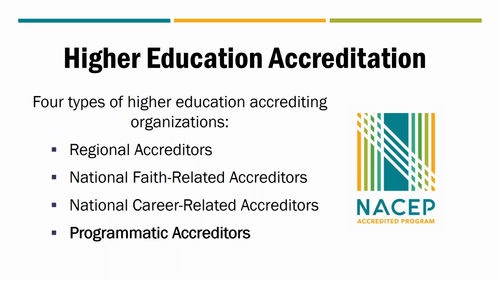There are the national career related accreditors. They accredit mainly for-profit and career-based single-purpose institutions, both degree and non-degree. And then there are programmatic accreditors. They accredit specific programs, professions, and freestanding schools such as law, medical, health profession, engineering, and etc. And this is a category in which NACEP falls. NACEP is the first and only organization supporting programs, practitioners, and policies to advance quality concurrent and dual enrollment programs.